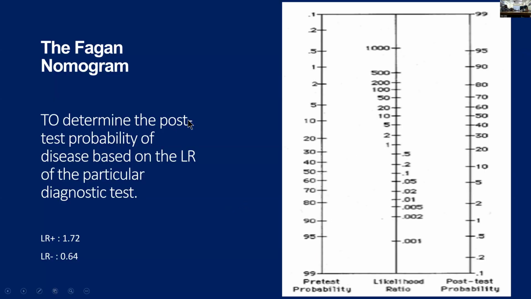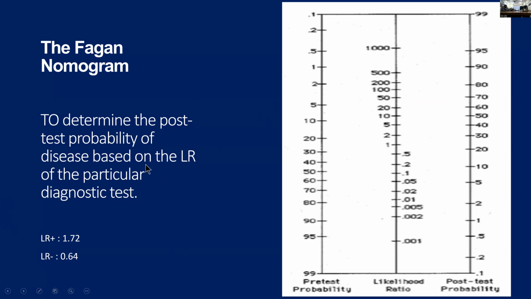We can use Fagan's nomogram. That helps us to determine the post-test probability. We know the predictive value depends on the probability. The post-test probability of the disease is based on the likelihood ratio, and this ratio is calculated from the test reports which we looked at.